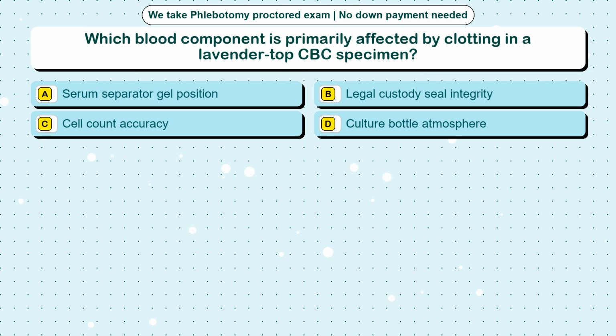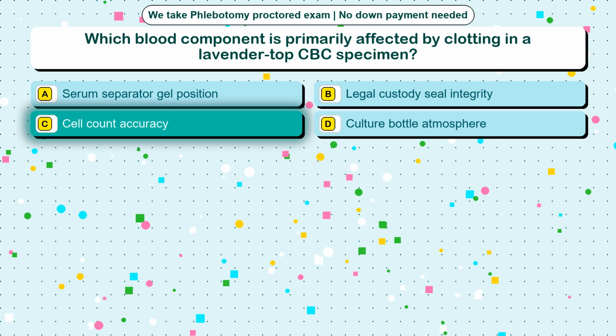Question 79. Which blood component is primarily affected by clotting in a lavender top CBC specimen? Option A, serum separator gel position. Option B, legal custody seal integrity. Option C, cell count accuracy. Option D, culture bottle atmosphere.